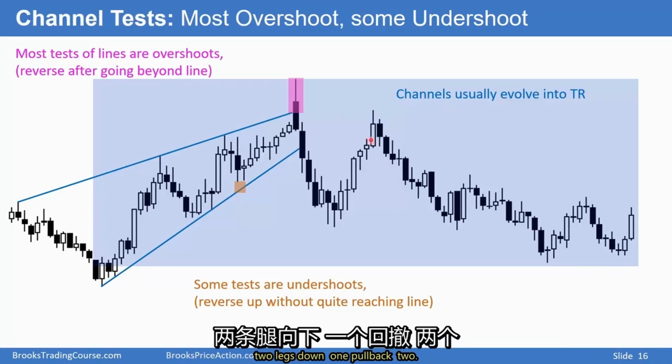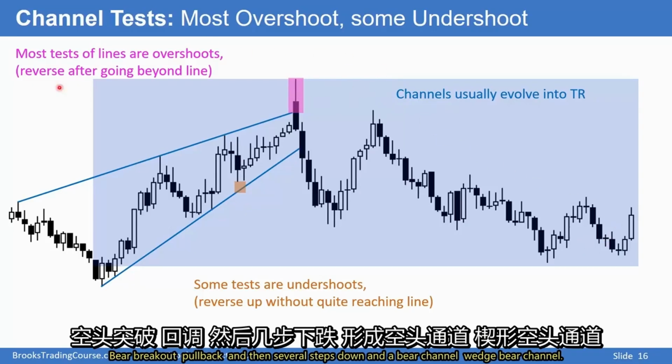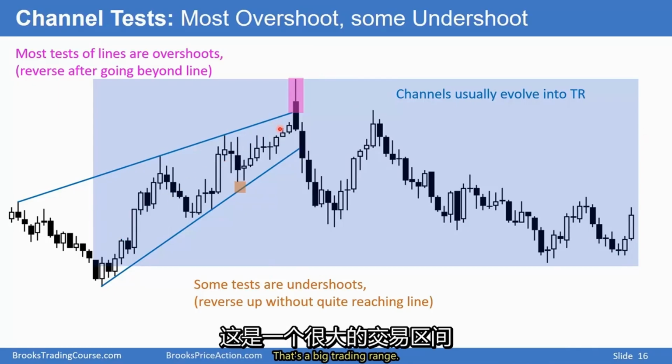Even though it's a spike in channel bear trend, it's still a leg within a large trading range. Just like this is a strong leg up, but it ended up as simply a leg within a big trading range.